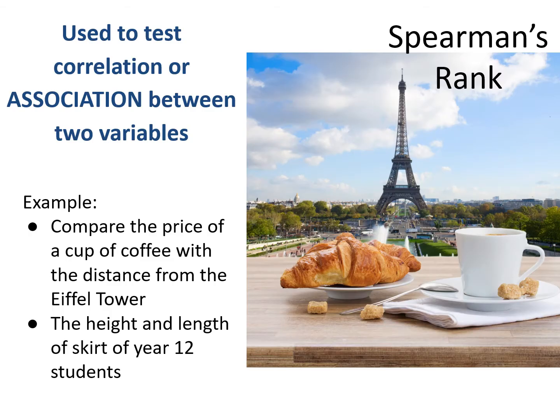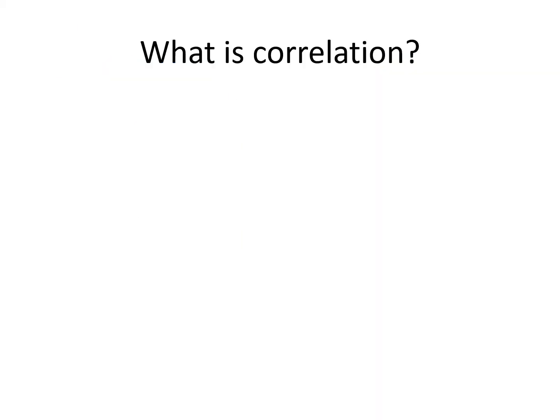So we are going to have a look at association. We've got a couple of examples here comparing the price of a cup of coffee with the distance from the Eiffel Tower, the height of year 12 girls compared to the length of their skirt. Always useful. So it's looking at the relationship between two variables. As one goes up, does the other go up? As one goes up, does the other go down? Or is there no relationship whatsoever? So there's no association at all.